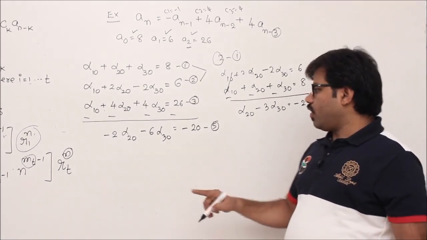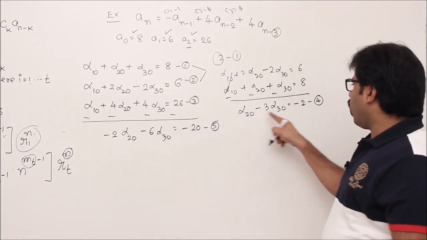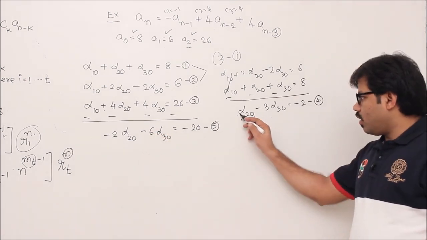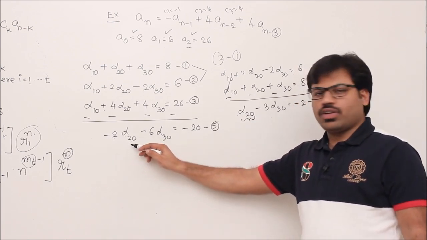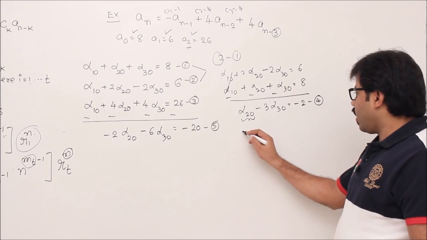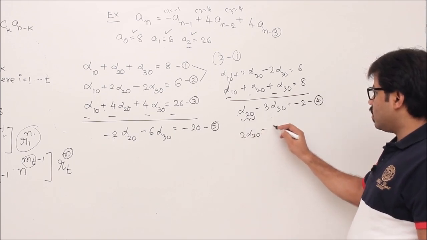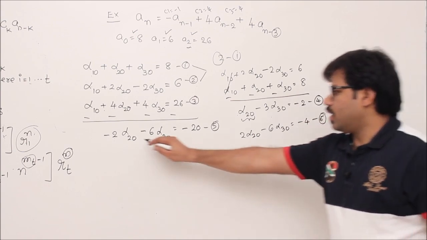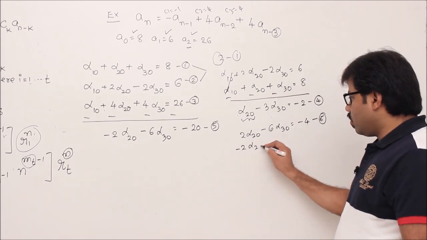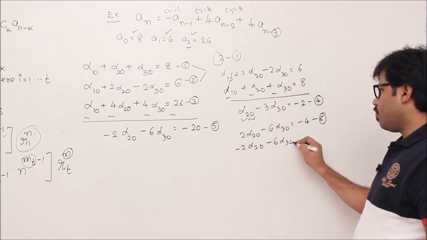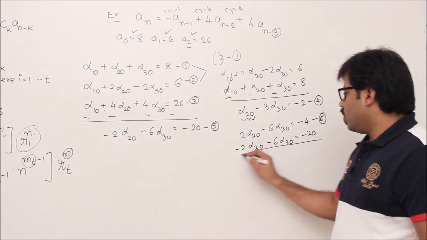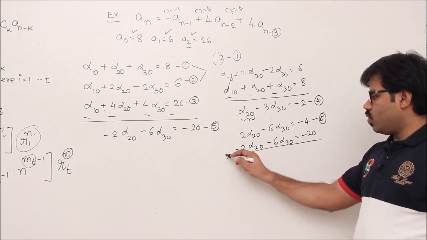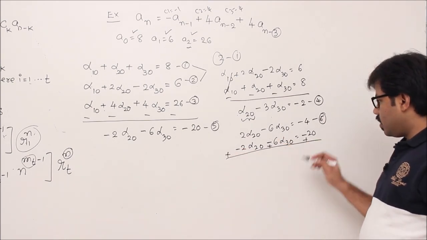So now in 4 and 5 we have alpha 2 0 and alpha 3 0. Then using 4 and 5, let's eliminate alpha 2 0. See, here you have alpha 2 0, and you have minus 2 alpha 2 0. Let me multiply this with 2. Then what happens? 2 into alpha 2 0 minus 6 into alpha 3 0 equal to minus 4. Let's say this is equation number 6. Let's take equation number 5, minus 2 alpha 2 0 minus 6 alpha 3 0 equal to minus 20. Okay. So either you can subtract, otherwise you can add, so that one variable will be eliminated. Let's do addition. So what happens if I do addition?